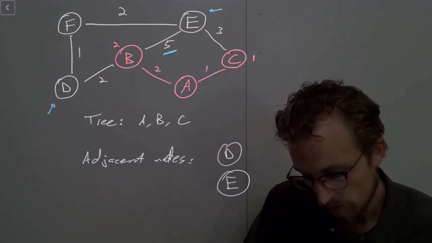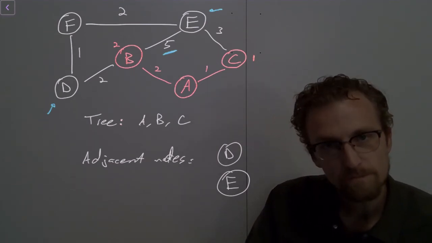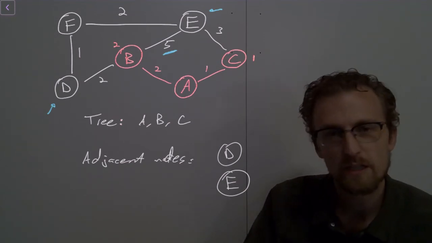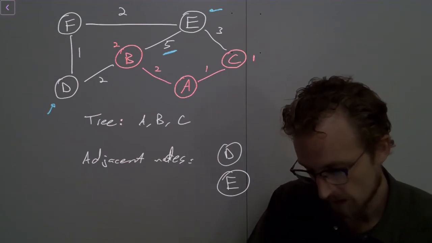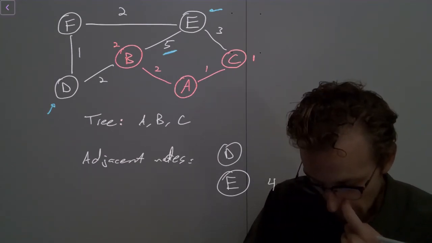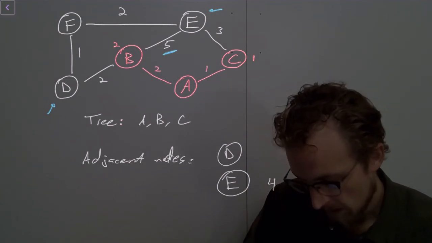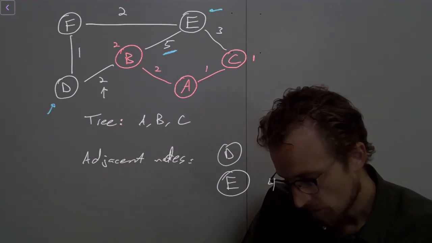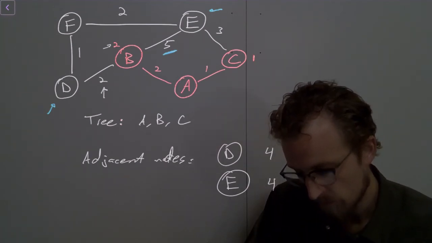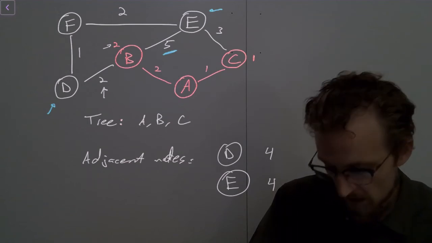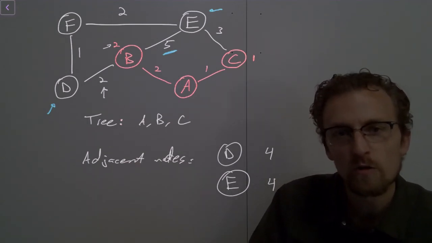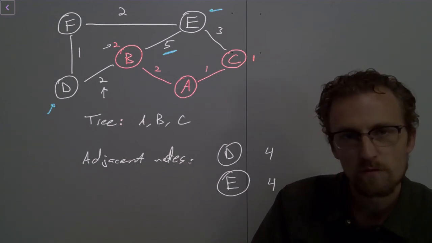Well, we already know that the distance from E to A is the distance from E to the tree plus the distance from that node on the tree to A. So the distance from E to A is 4, right? 3 plus 1 is 4. And the distance from B to A is this number, right? It's 2 plus the ongoing distance to the tree. So the distance from D to A is 4. And this is essentially a list of the shortest so far known distances from these nodes to A.